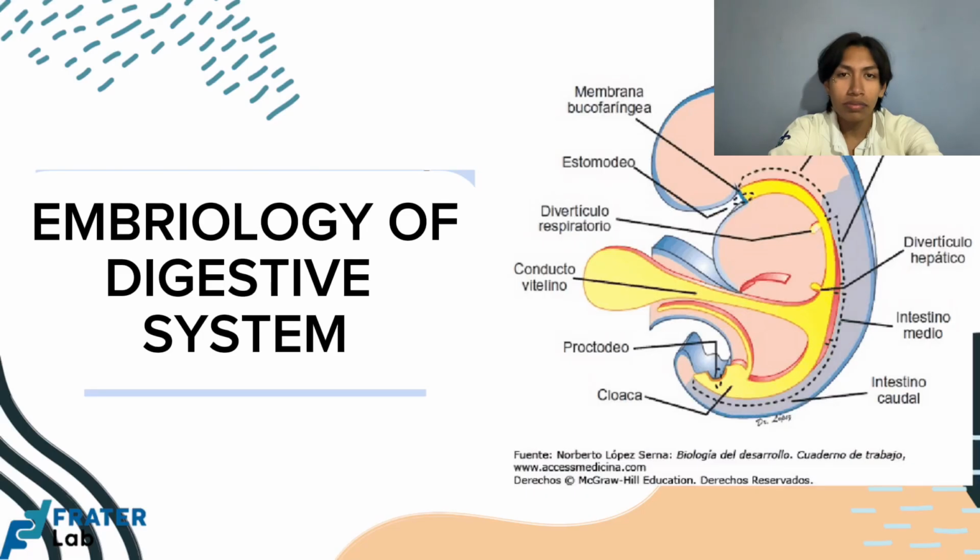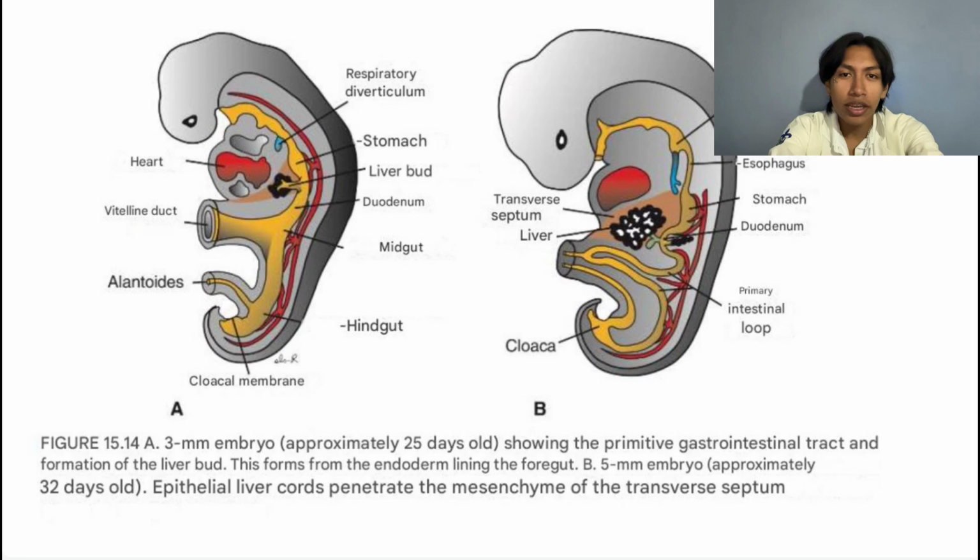Today I will talk about the digestive system from embryology. The digestive system is derived from the endodermal germ layer, which forms the epithelial lining of the gastrointestinal tract, and from the splanchnic mesoderm, which forms connective tissues, smooth muscles, and blood vessels.